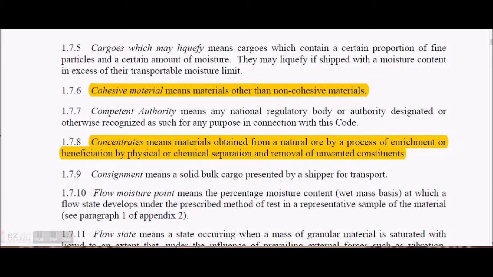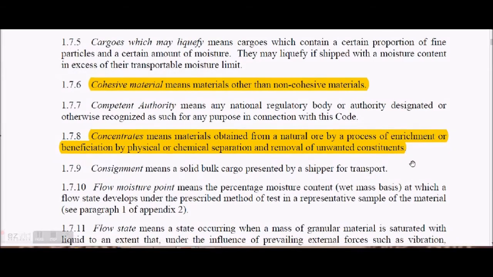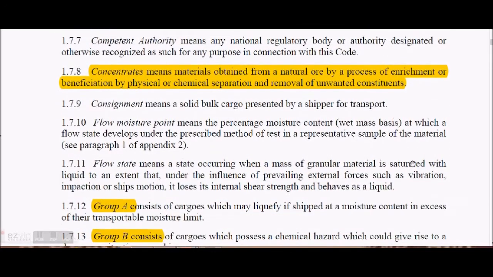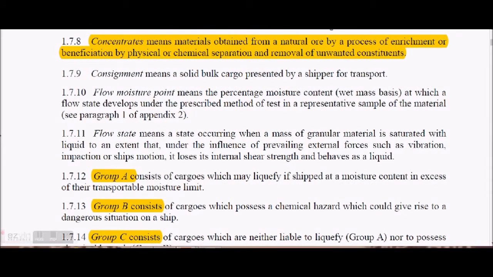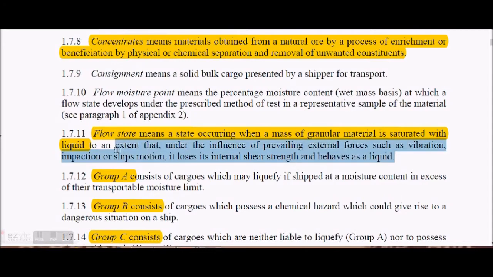And then consignment, flow moisture point means the percentage of the moisture content. So these are some small ones. Flow state, what is the meaning of flow state? Sometimes this one is typical to answer. It means a state occurring when a mass of granular material is saturated, the word here is saturated, with liquid to an extent that under the influence of the prevailing external forces such as vibration, impaction or the ship's motion, it loses its internal shearing strength and behaves as a liquid. That's why I told you it is sometimes difficult to answer.